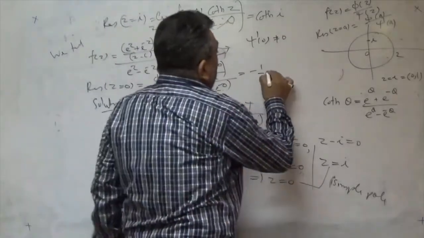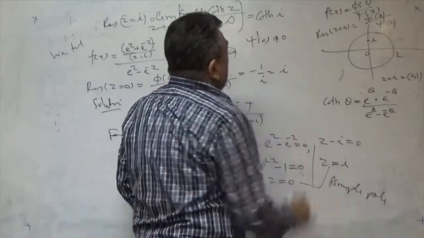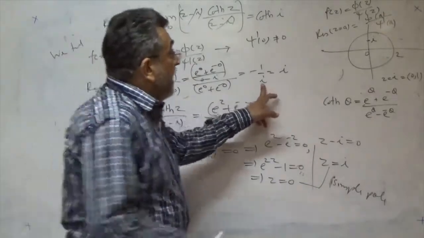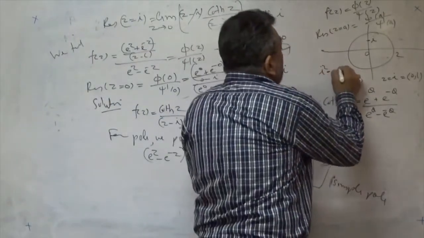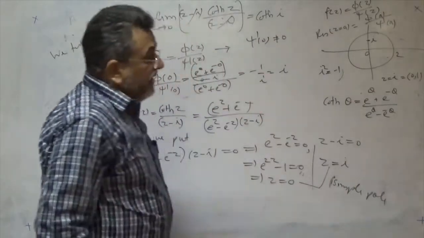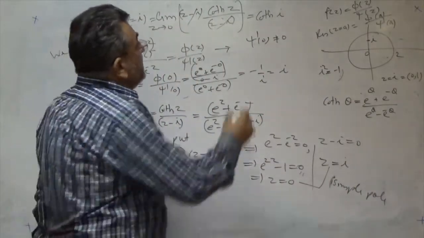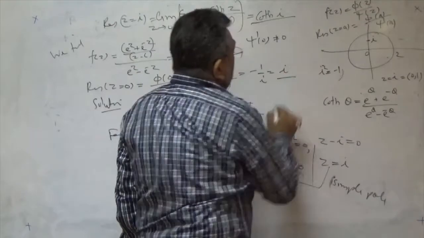If we multiply it and divide it by I, so that becomes plus I, because in denominator we will get I square, and we know that I square equal to minus 1. So finally we get this. So we have two residue. One is cot I, second is I.